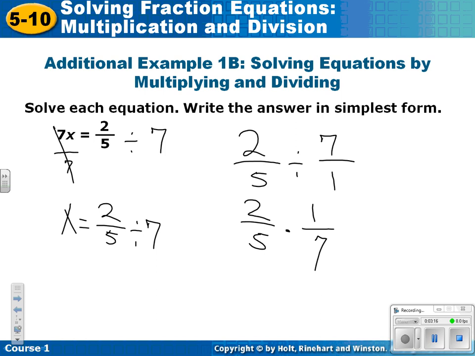So we look for our greatest common factors. 2 and 7, there isn't one. 5 and 1, there isn't one. So we just end up multiplying it all together. 2 times 1 is 2. 5 times 7 is 35. That's in reduced form. So x equals 2 over 35.